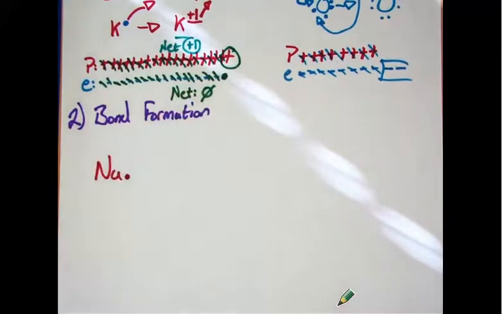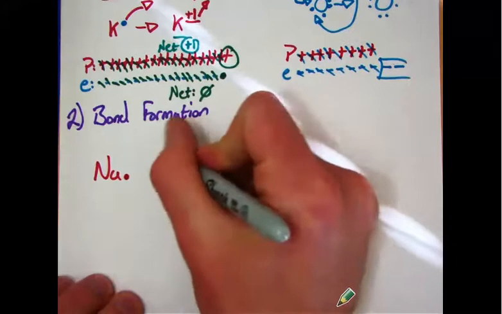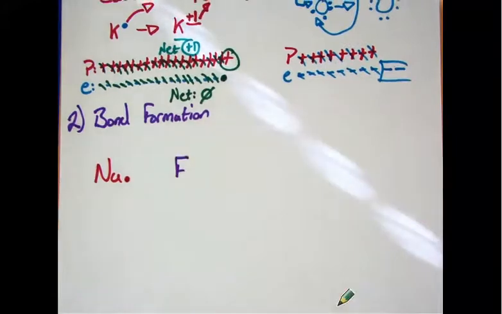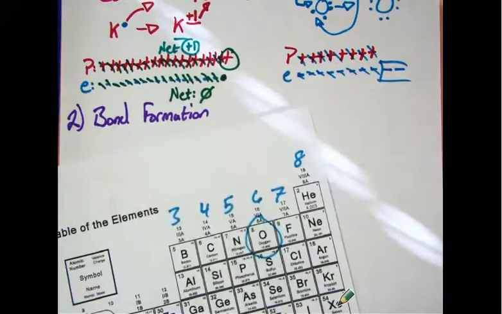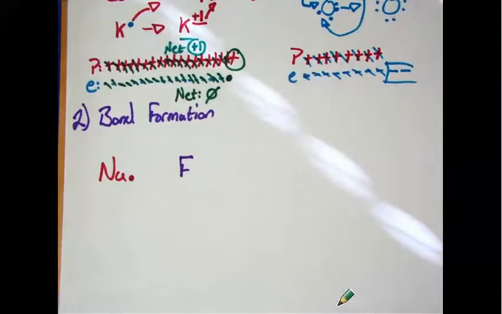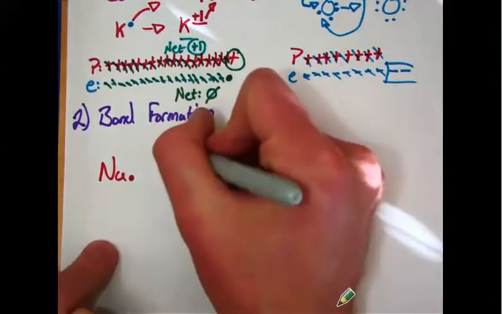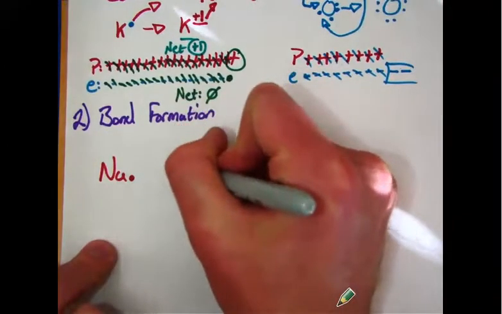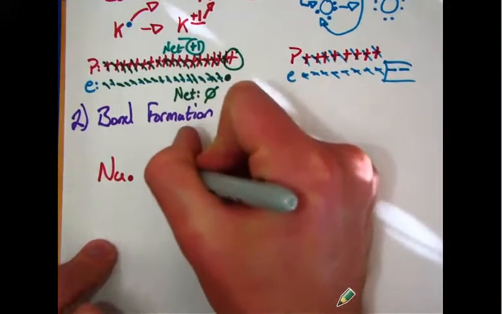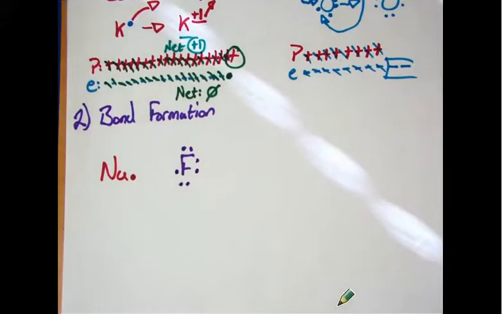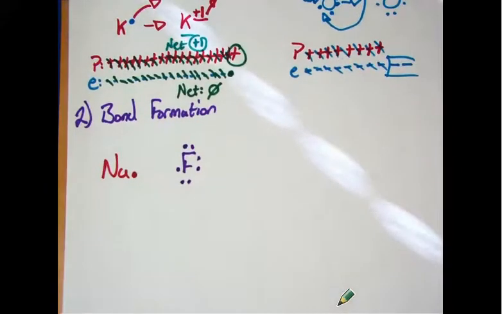There we go. And it's going to combine with fluorine, which is on the right-hand side of the periodic table. We'll write that one in purple in column number 7. Now again, remember, ionic bonds are always between a metal and a nonmetal. So we need something from the left-hand side of the periodic table to combine with something on the right-hand side.